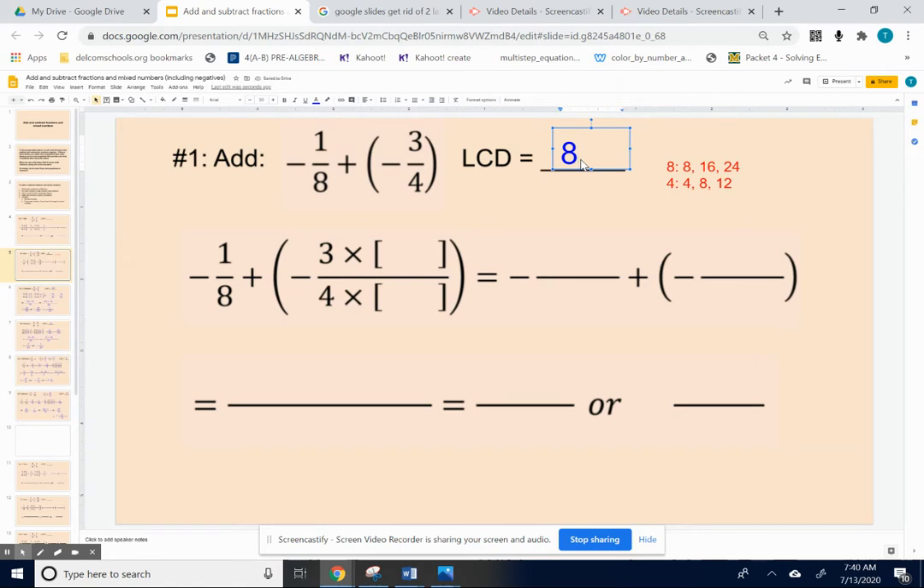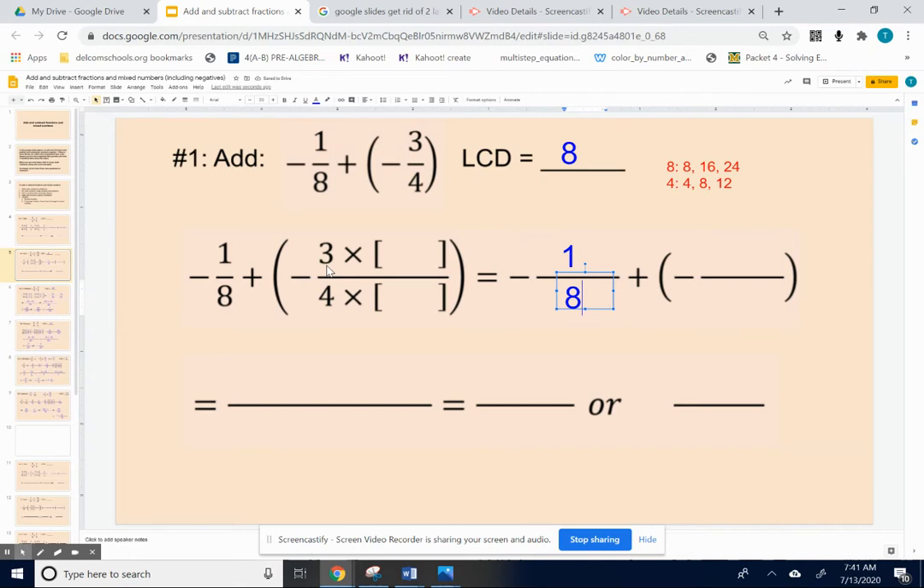Okay, now try to take the original fractions and get the common denominator of 8 using multiplication. Take a minute and do that and then check. Okay, notice that first fraction already had an 8 in the denominator, so you didn't have to do anything to that first fraction. So the negative 1/8 is good.